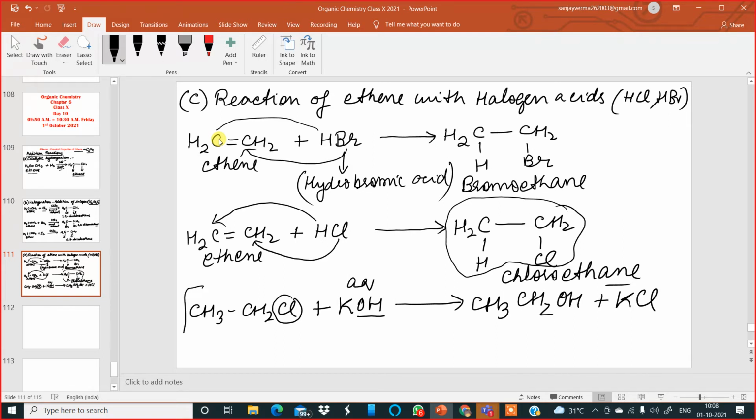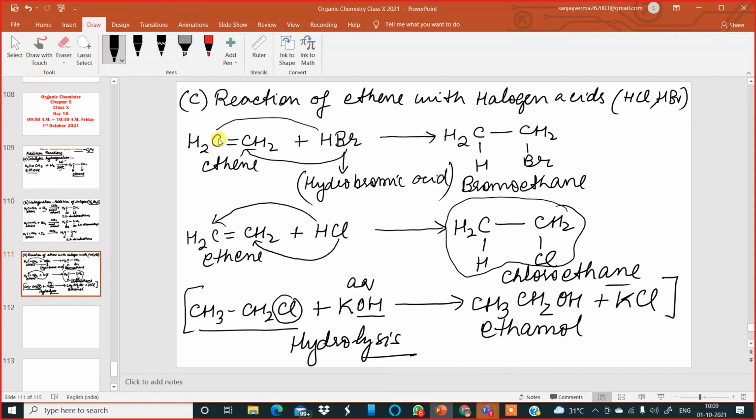So this reaction which I've written down over here can be used to prepare an alcohol. This compound is an alcohol. The name of this compound is ethanol. And whenever we react aqueous potassium hydroxide with an alkyl halide, and chloroethane is an alkyl halide, the reaction is called hydrolysis.